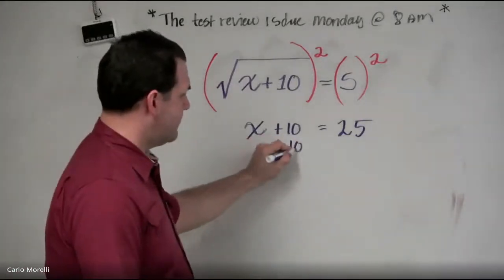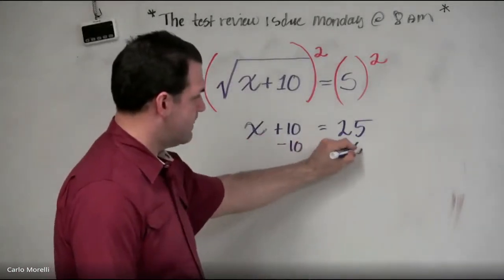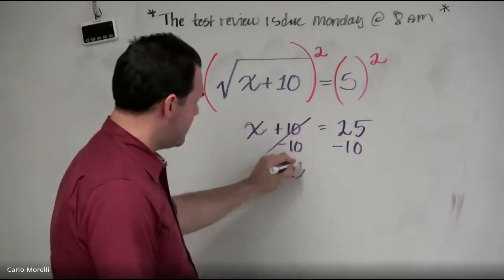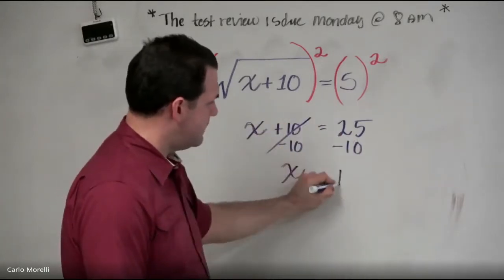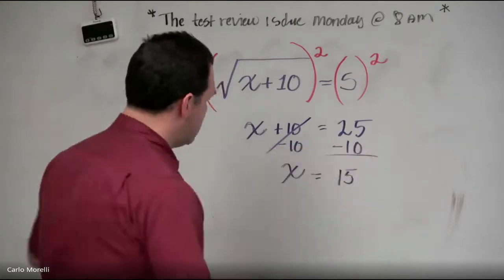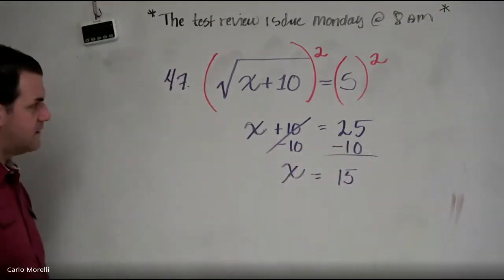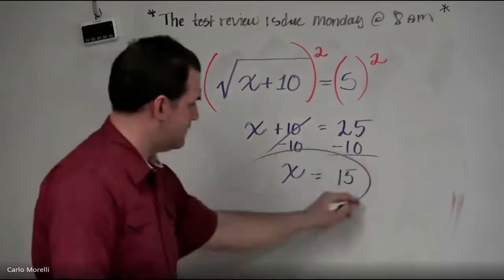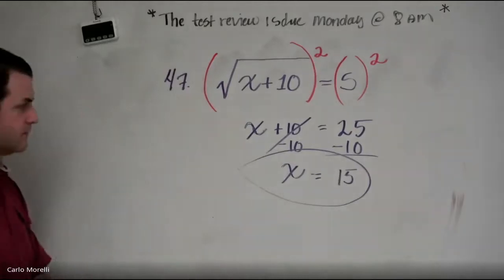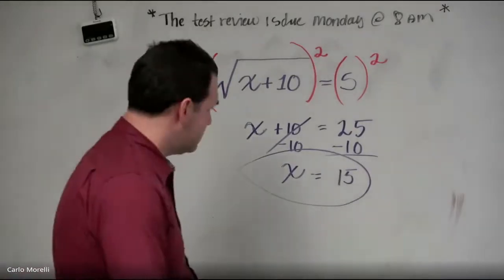Subtract 10 from both sides. x equals 15. You thought it was going to be a lot harder than that, I guess, huh? x equals 15.